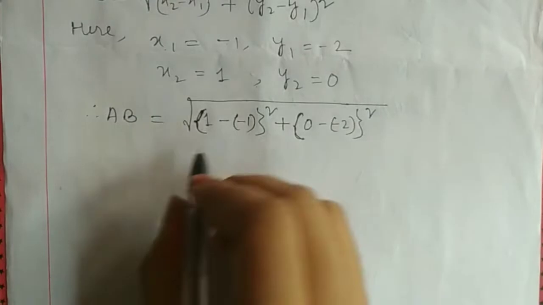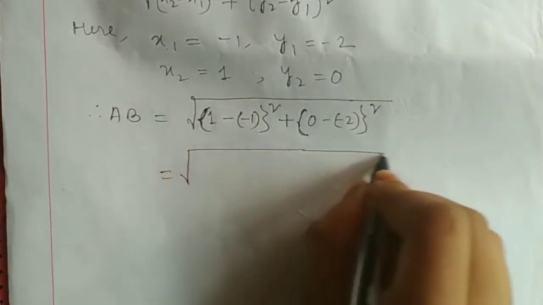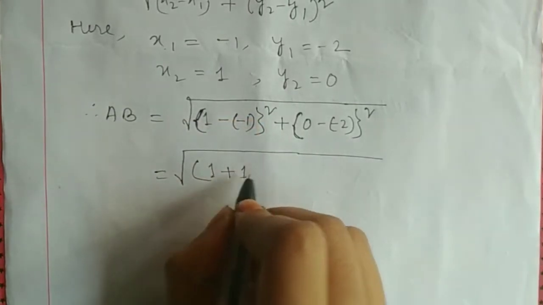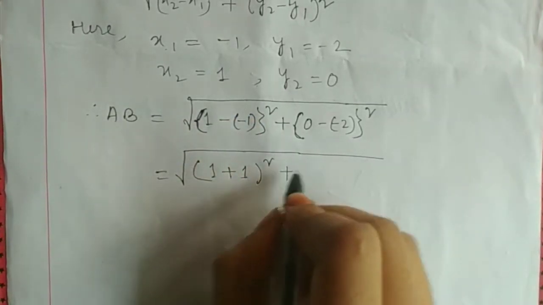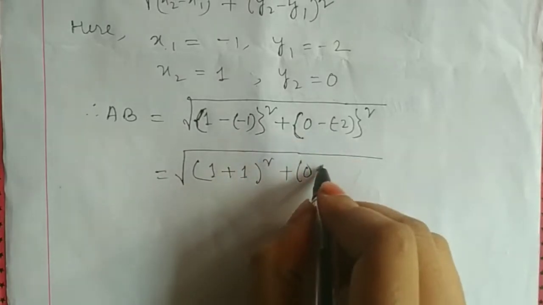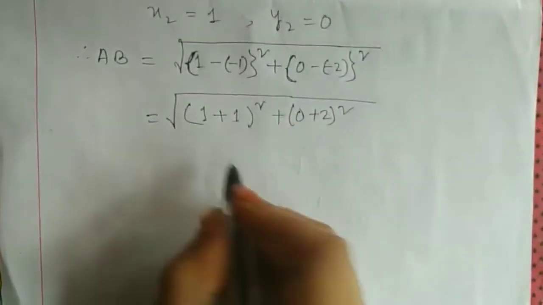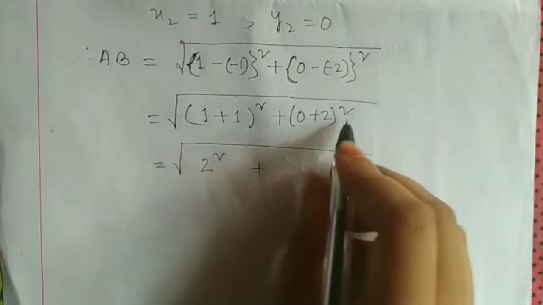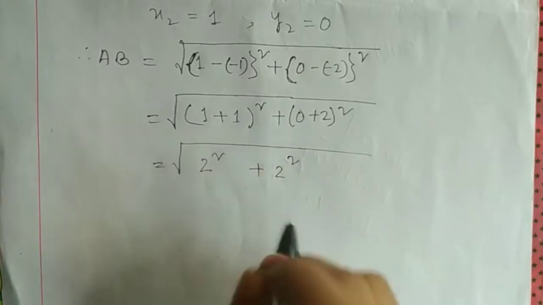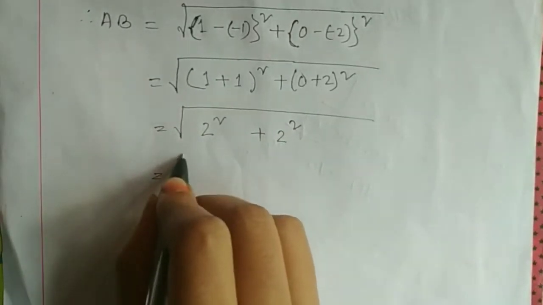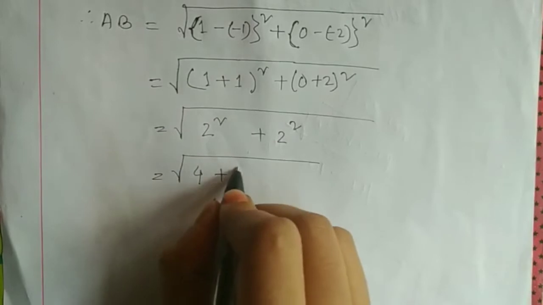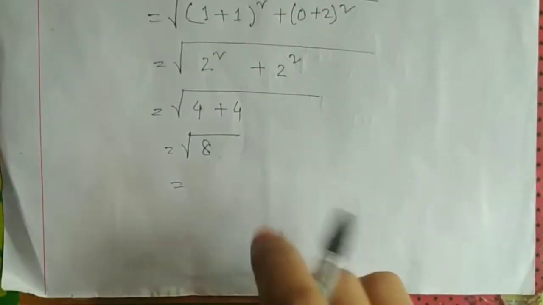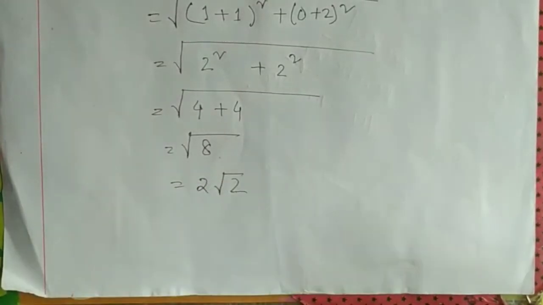Just put the values. Then after this, 1 minus minus becomes plus 1, square, plus 0 minus minus 2 becomes plus 2, square. Then it becomes 1 plus 1, that is 2, square. Again 0 plus 2 means 2, and square is there. Then 2 square means 4, plus 4. That means root 8, equals what? We can write this as 2 root 2. Is it?